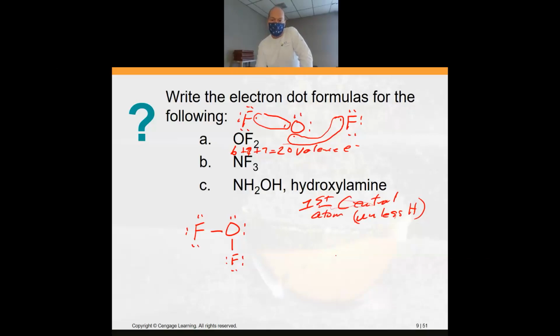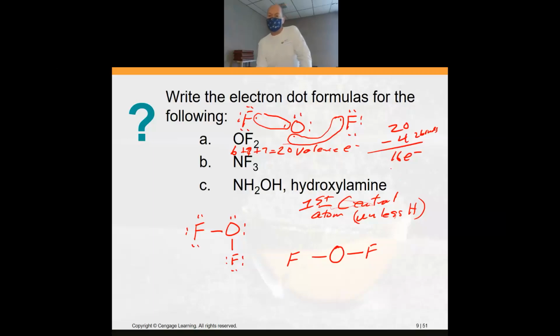So I write my O, it's the central atom. And then I have an F coming off of one side and an F coming off of the other side. All right, and now I put in 2 bonds. And so I had my 20 valence electrons minus 4. This is the 2 bonds. And so I have 16 electrons left. After I put in these 2 bonds, that's the 4 electrons that I have to subtract.